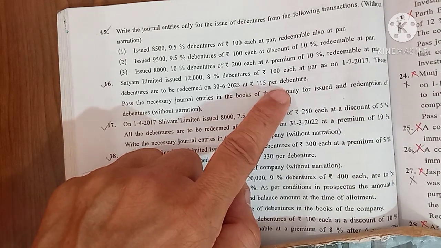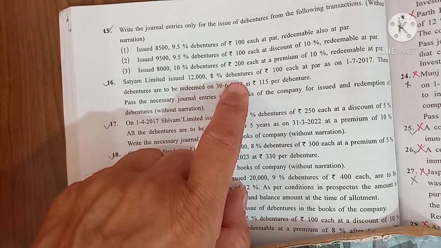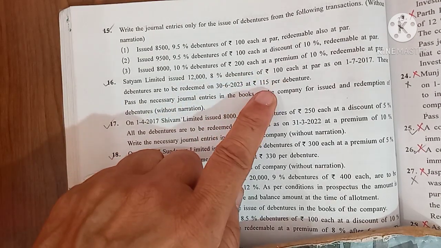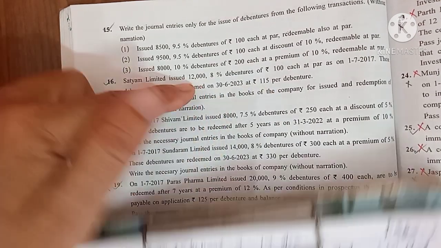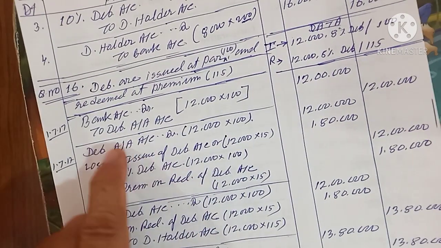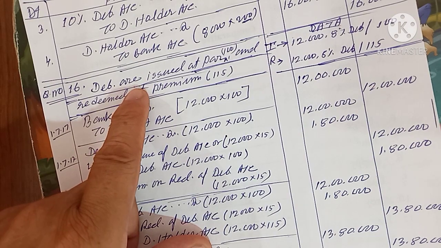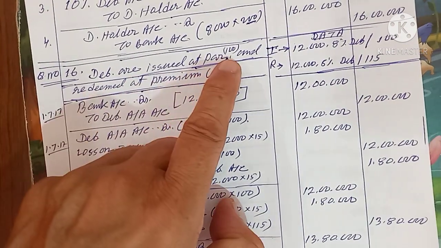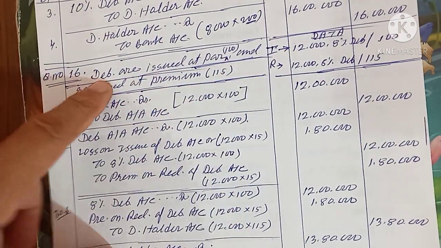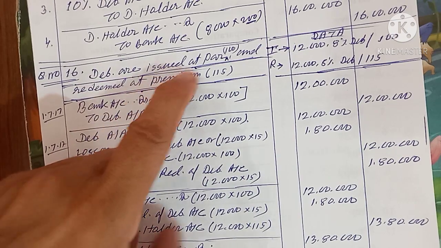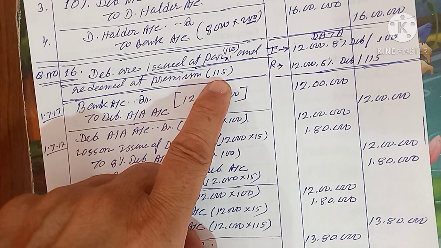So you understand, it is issued at par but redeemed at premium. From this question I can understand: issued at par but redeemed at more than that, so redeemed at premium. How many debentures? 12,000. Issued at par, redeemed at premium. Question number 16. Here I wrote it here. Debentures are issued at par. At par means rupees 100. If you understand that, then the whole journal will be easy for you. Debentures are issued at par, that is 100 rupees, and redeemed at premium, that is 115.